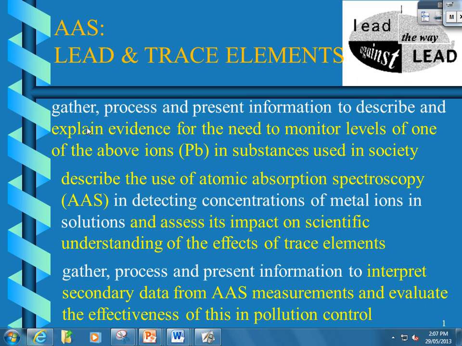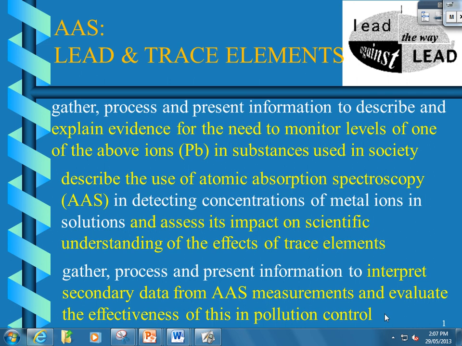The first one is about explaining the evidence for the need to monitor levels of one of the above ions, in our case lead, used in society. Then, to describe the use of atomic absorption spectroscopy and assess its impact on scientific understanding of the effect of trace elements, and also to interpret secondary data from AAS measurements and to evaluate its effectiveness in pollution control.